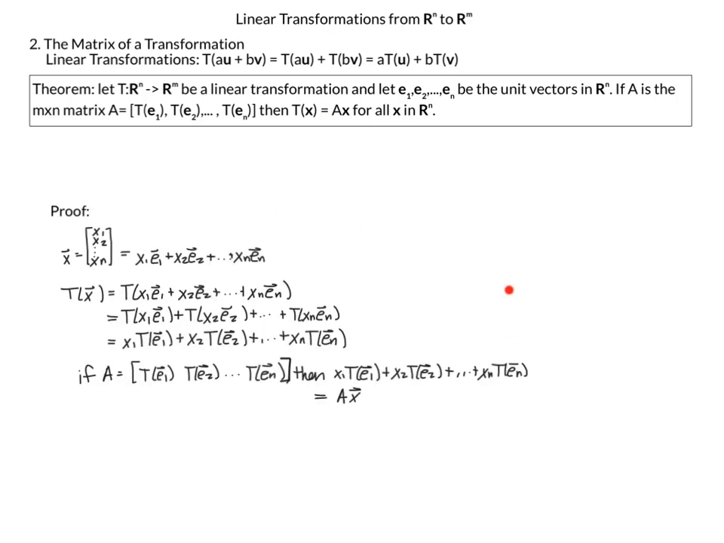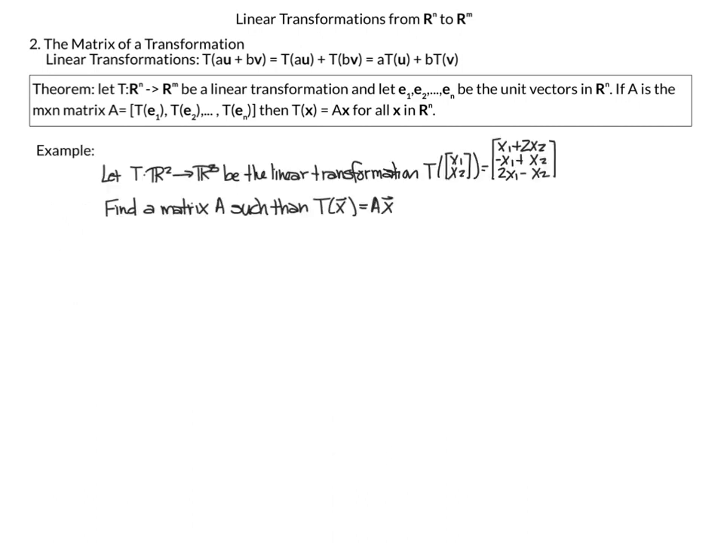I have this proof here for your reference, but as we're trying to get through this overview fairly quickly, I'm not going to go through it. But I will do another example. Let's say we have a transformation from R2 to R3. In other words, it takes a two-dimensional vector and gives you this three-dimensional vector. This is our transformation. We want to find a matrix A that represents this transformation.